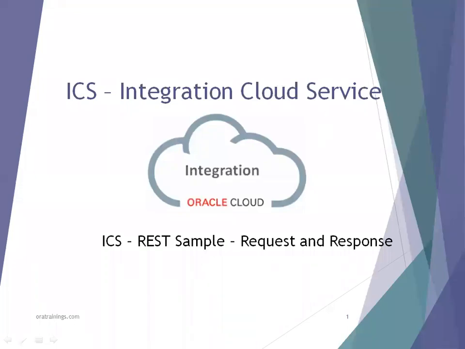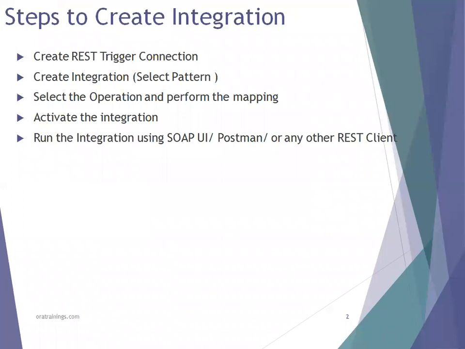In this session, we'll discuss how to create an integration based on a REST connection. The following are the steps involved in creating an integration using ICS using a REST triggered connection. The first step is we have to create a REST triggered connection and then create an integration and select the appropriate pattern and then perform the mapping, activate the integration as well as run the integration using any of the tools like SOAP-UI, Postman, or any other REST clients, whichever is available.